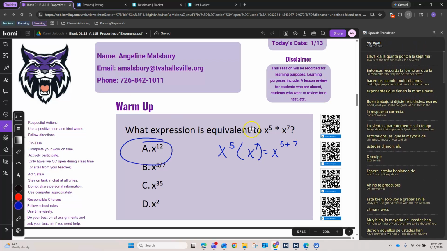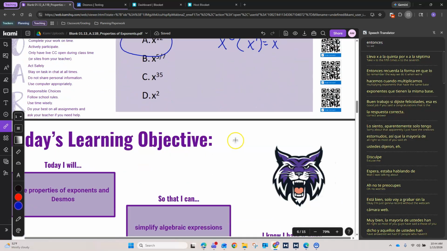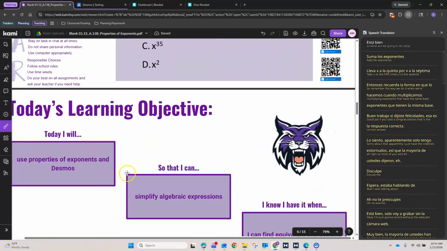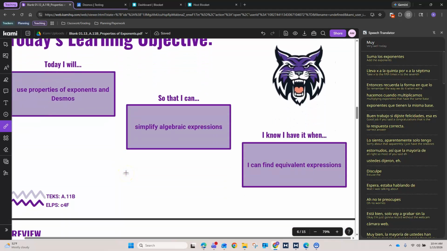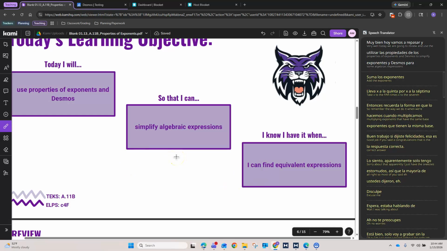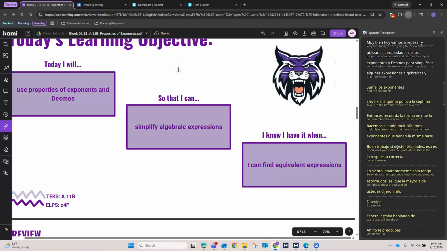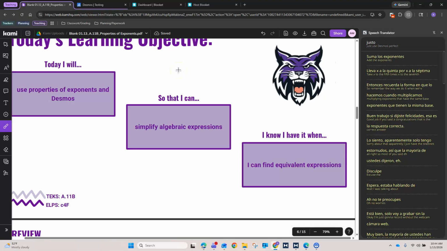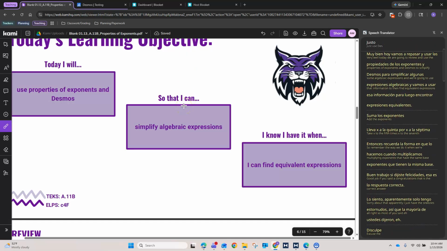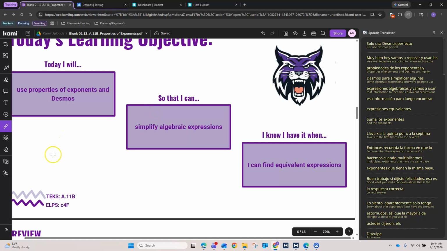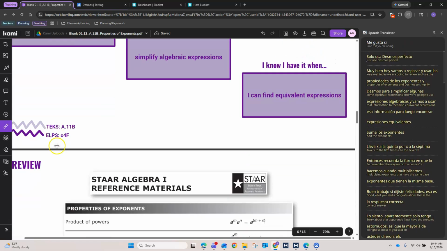All right. So what are we going to do today? Well, today we are going to review and use the properties of exponents and Desmos to simplify some algebraic expressions. And we're going to use that information to then find equivalent expressions. Just use Desmos? Perfect. I like it if you're using Desmos because Desmos is our friend. Yesterday we called him our bestie. My last class called it Key to Success.